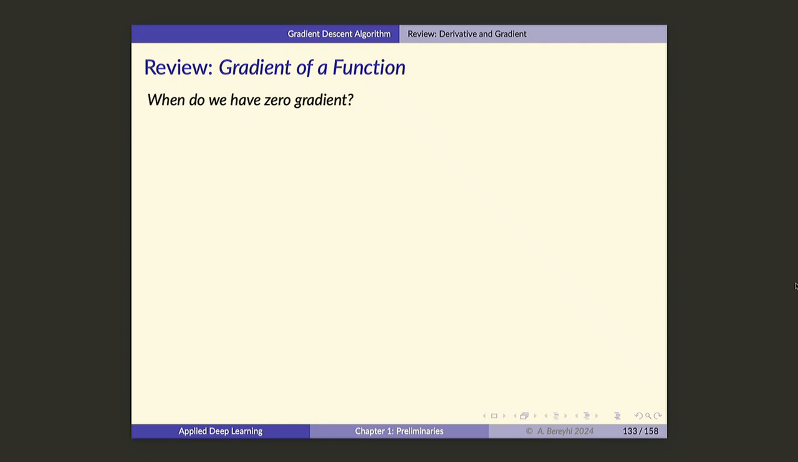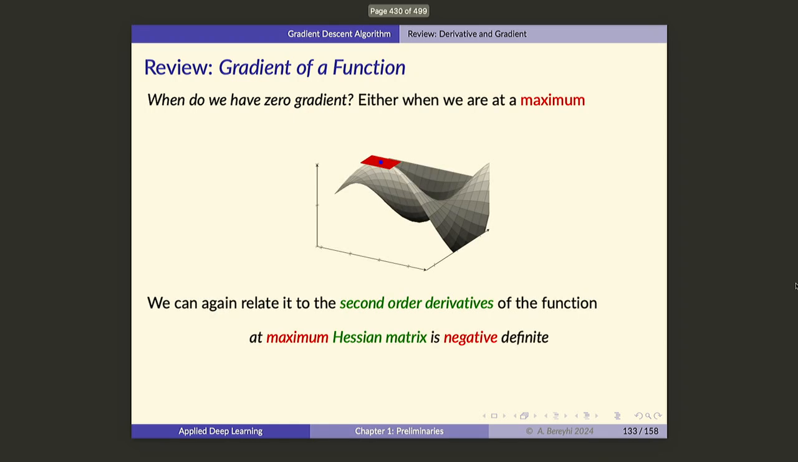And now the question is that there we said when the function is at a minimum, maximum, or an inflection point, we have derivative 0. Now, when do we have 0 gradient? And 0 gradient means every single entry on that vector is 0. When do we have it? One case is exactly at the maximum again. So you have your surface and it's going up, and this is the point which is the maximum of your function. Top of the hill.